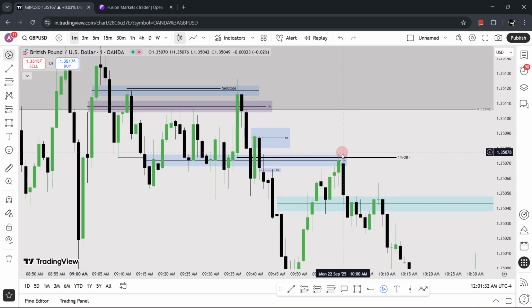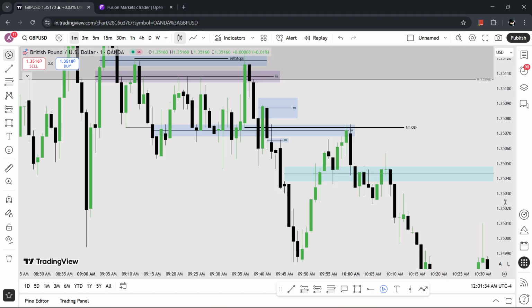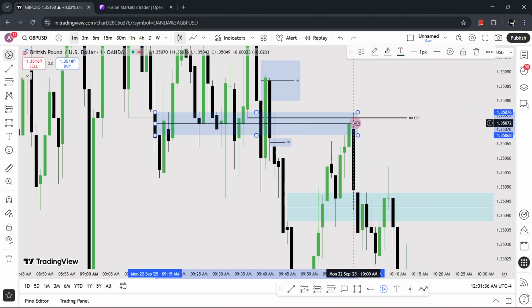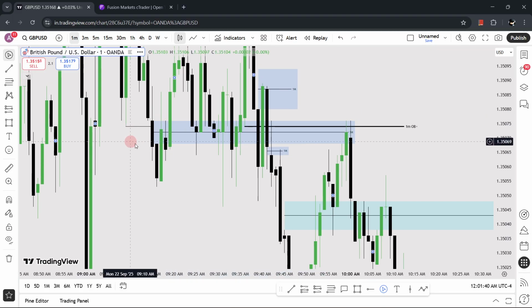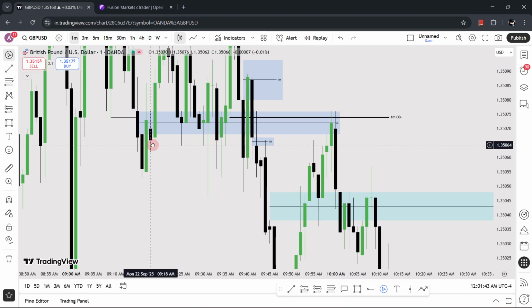So when the price comes to that order block, I just want you to have a look at that fair value gap that I mentioned some minutes ago. It respected this fair value gap again, body closed under the midpoint of that fair value gap and came to this 1 minute order block and then started to go lower.